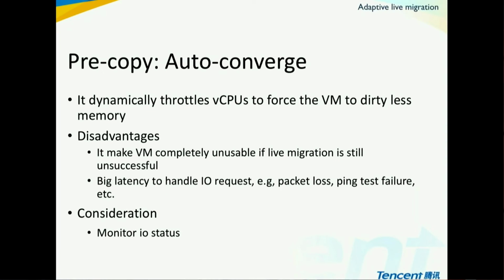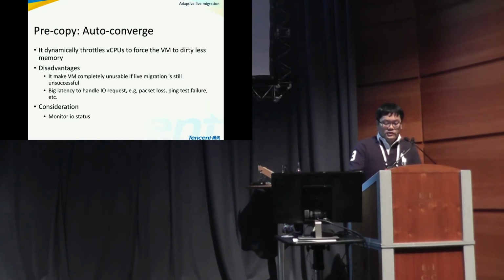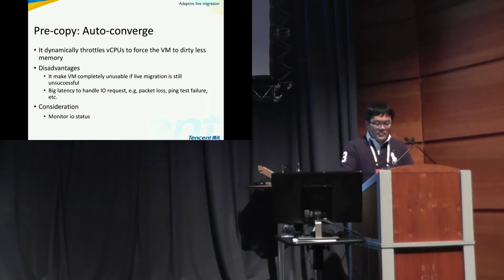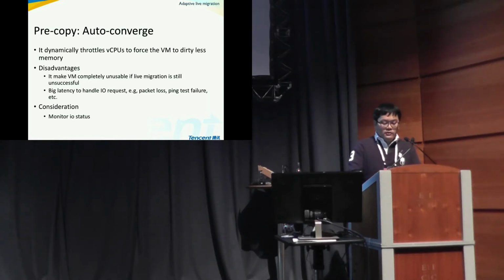The first we'll talk about is auto-converge. Auto-converge dynamically throttles the vCPU to force the VM to dirty less memory. But the disadvantage is obvious, as it would make the VM completely unusable if the migration remains unsuccessful. And also, it may cause big latency in handling I/O requests for the VM. For example, it may lose Ethernet packets, cause ping failure, and bring a bad user experience to customers. So from this fact, we may need to take I/O status into consideration before we enable auto-converge in live migration.